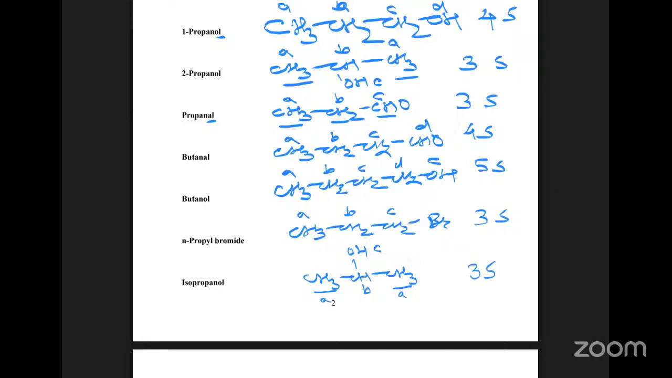Sometimes, if the structure is given, it is very easy to determine the number of signals or peaks for such molecules. But if not, then you have to draw the structure from the names. I have a couple more lists and a couple of questions. Just let me clear this. Delete all, clear. Then I can move on to the next.